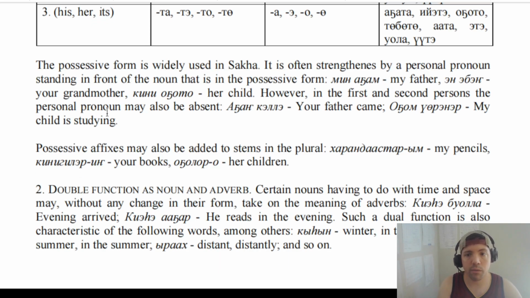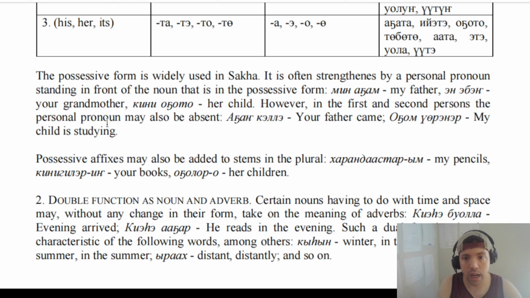And if you do a possessive word, you put the possessive ending, lar, ler, etc., and its forms, and then you add the possession suffix after it. So haradas, pencil. Haradastar, pencils. Haradastarim, my pencils. Kidige, book. Kidigeler, books. Kidigelerin, your books. Aga, child. Agalar, children. Agalara, his or her children.